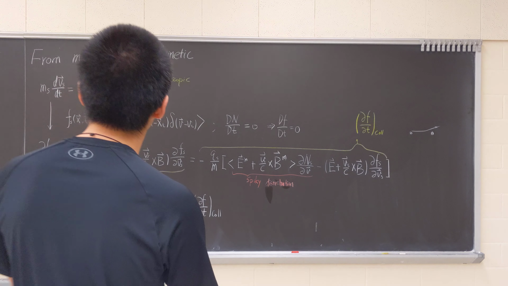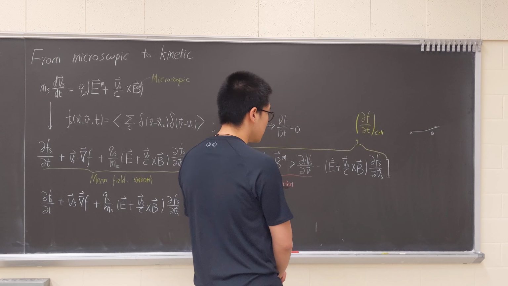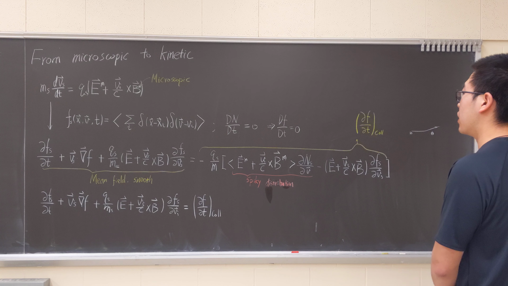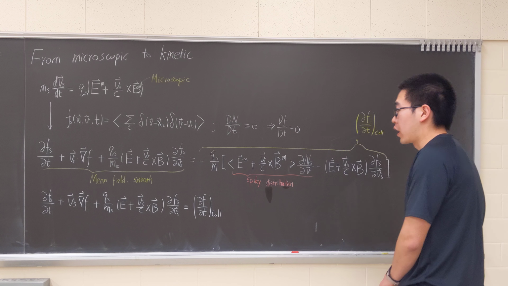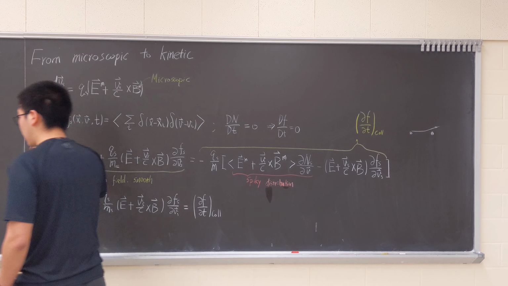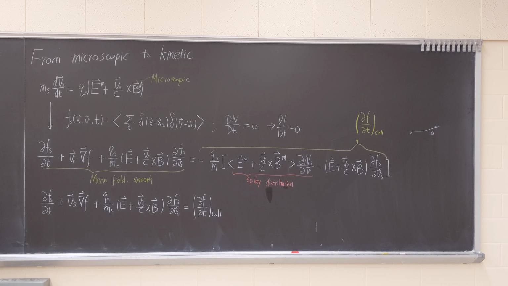Okay, let me briefly describe how to transform from a microscopic distribution to a kinetic description of a plasma. So here is our equation of motion of a single particle.